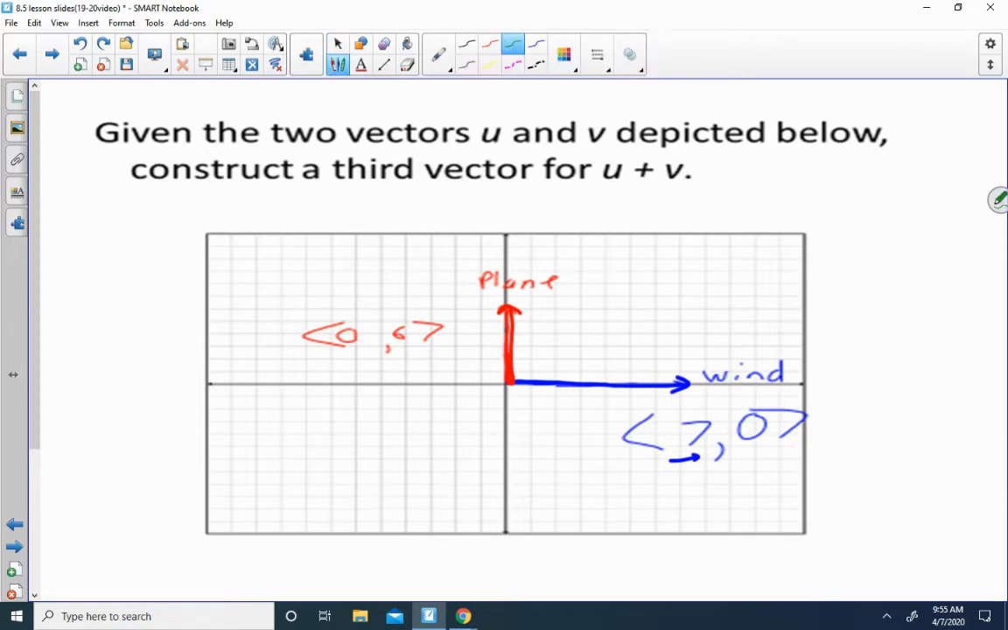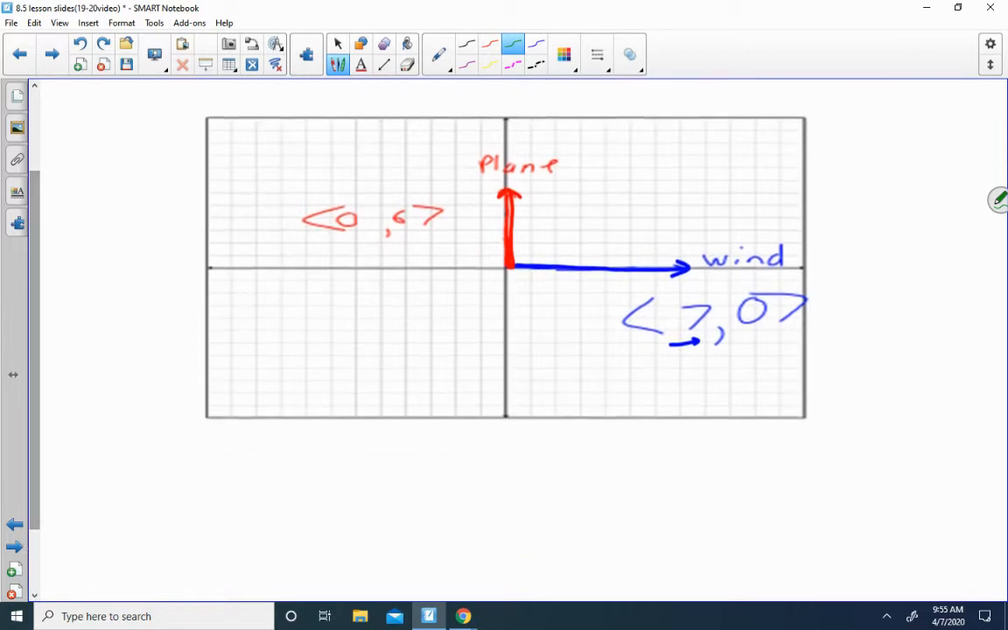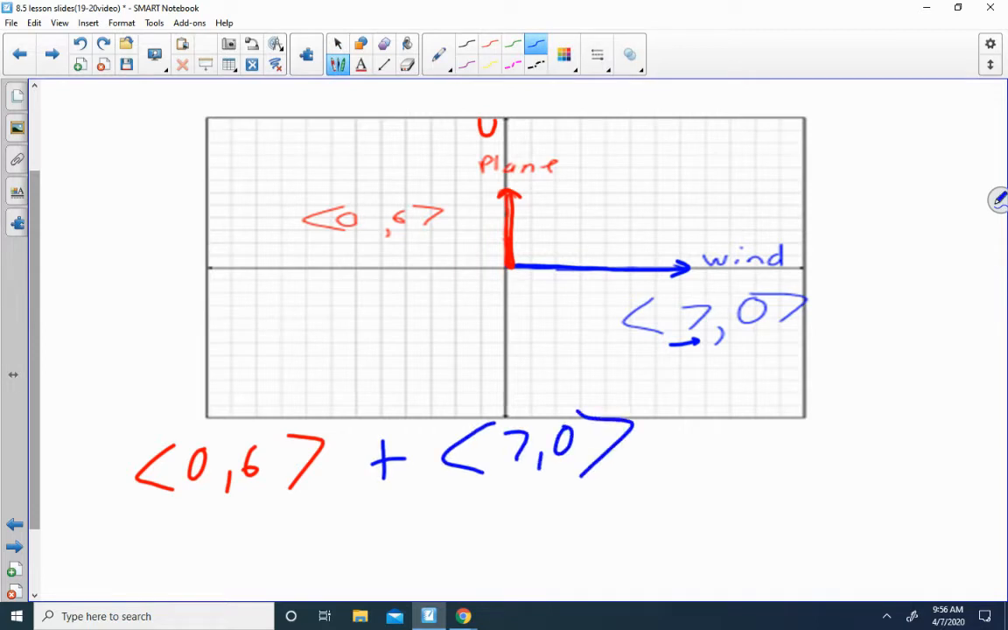Now, how would you actually combine these two forces? It turns out it's really as easy as adding them. For example, let's say we wanted to take the force of the plane and then add it to the force of the wind. Literally adding them, that's just it. But what you specifically add are the numbers within each spot.